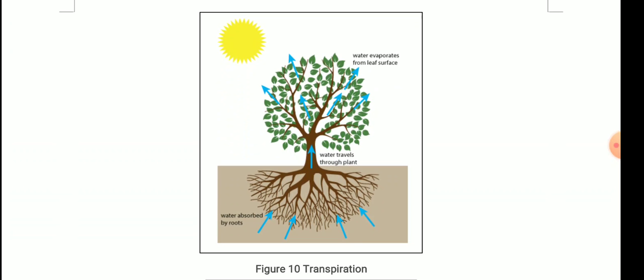And because of the evaporation, it creates a pressure suction pull, and because of more suction pull, more water is absorbed by the roots and more water travels through the plant. Clear?